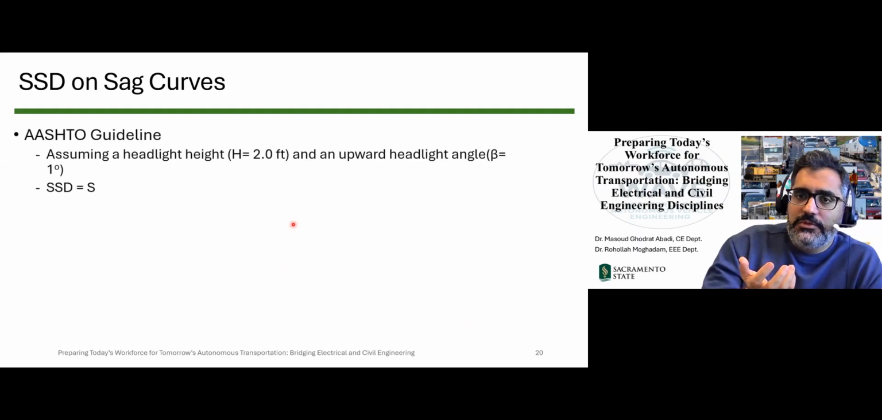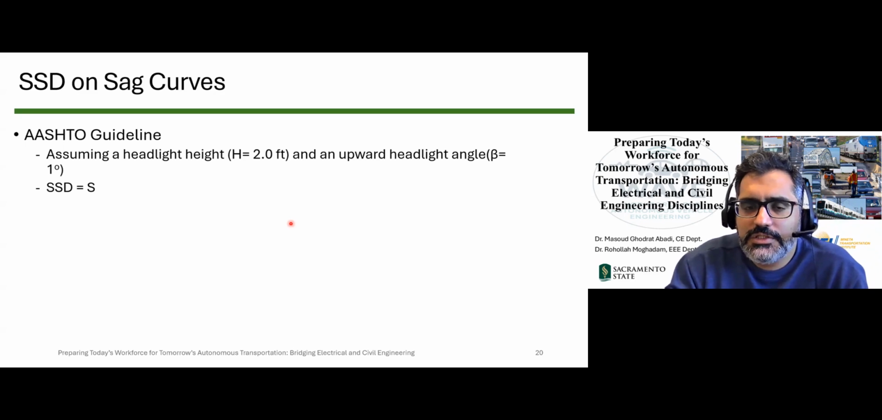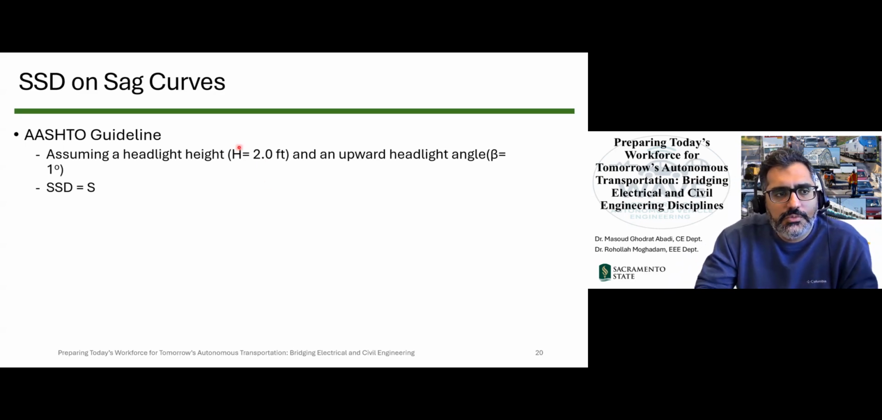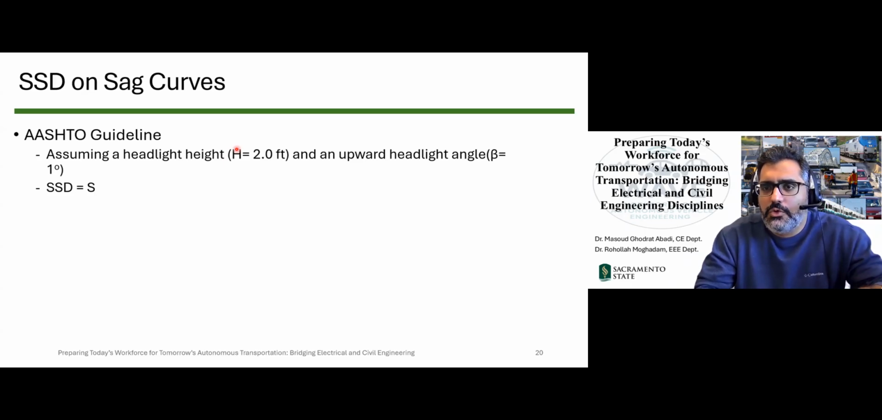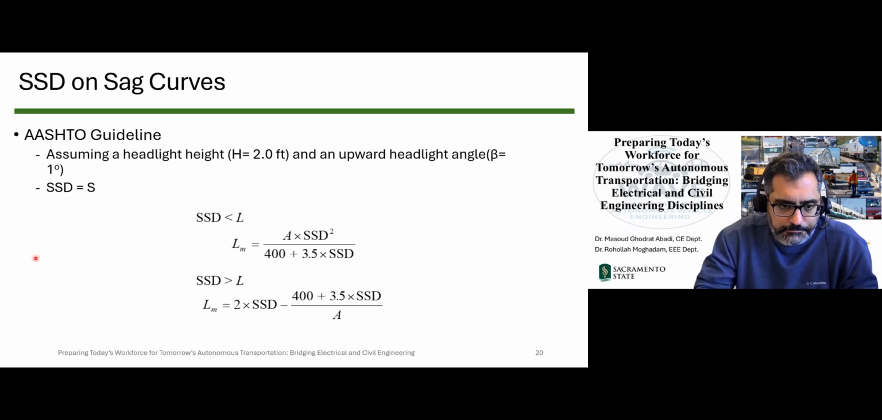AASHTO has some recommendations, AASHTO Green Book, some other recommendations for the design here. Assumes the headlight to be 2 feet. Again, we are designing for a sedan, for a car that is lower on the roadway, 2 feet. And assuming the beta to be 1 degree, there are two equations.